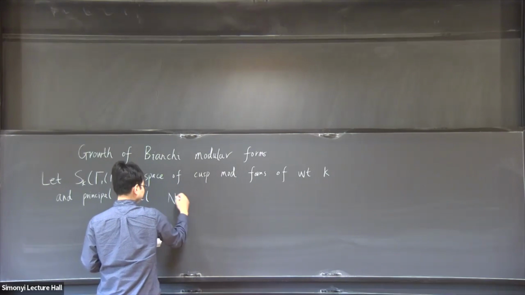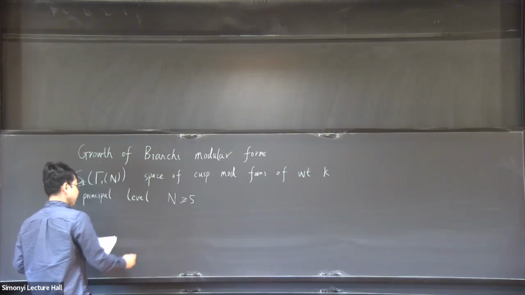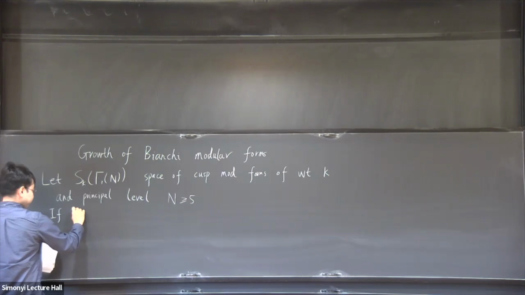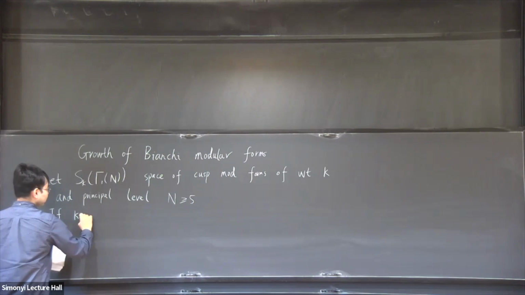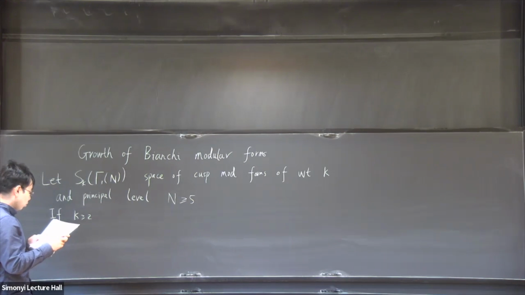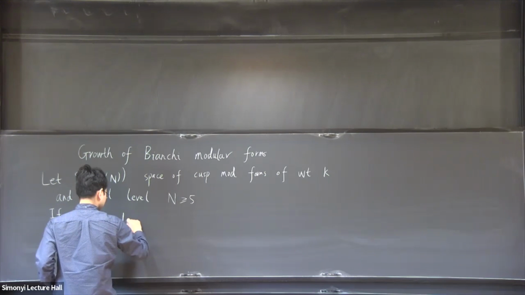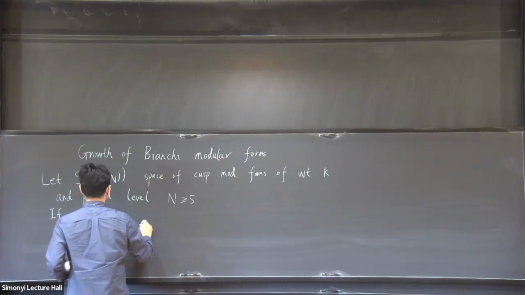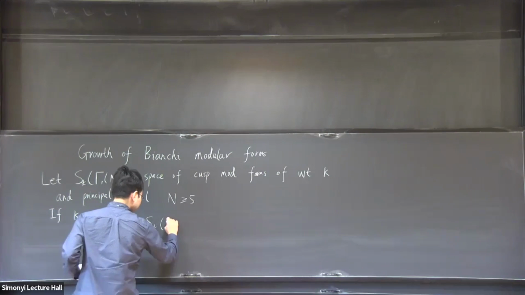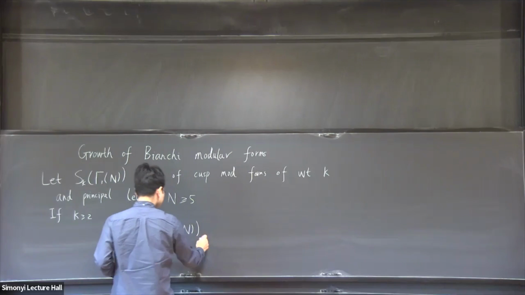For technical simplicity, I will assume n is at least 5. And so we know that if we are counting modular forms, we will know the dimension of this space. You can compute this dimension by the Riemann-Roch theorem.